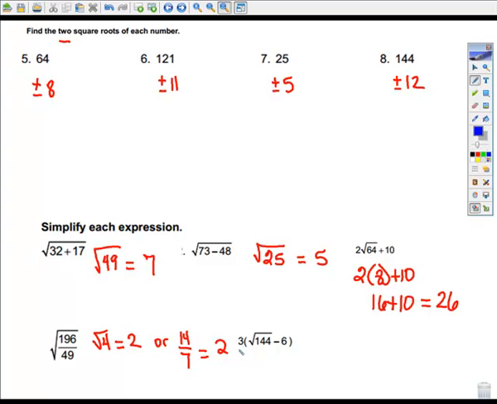And then finally here we have 3 times the quantity, square root of 144 minus 6, so we have to work in parentheses first. Square root of 144 is 12 minus 6, so that's 3 times 6, which equals 18. Make sure you get all these examples down.